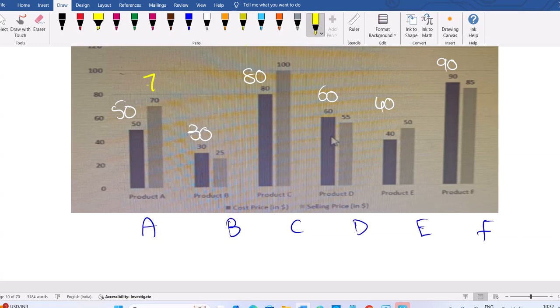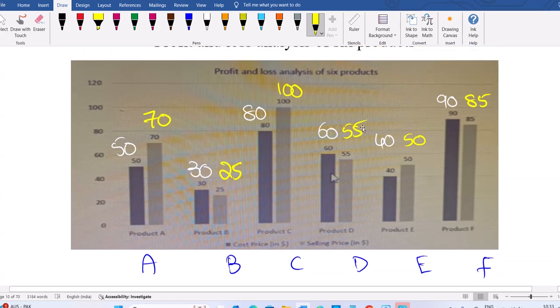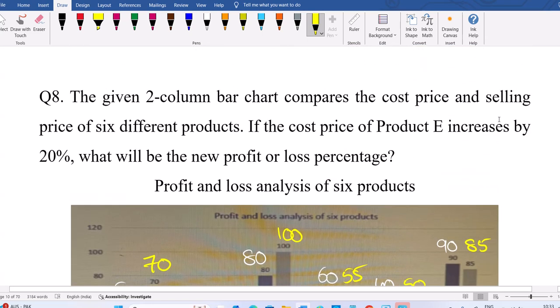Selling price is 70. Selling price here is 25. Selling price here is 100. Next one, selling price is 55, here 50, then 85. So cost price is written in white color and selling price in yellow color. Every product's cost price and selling price is mentioned. Now the question: if the cost price of product E increases by 20%, then what will be the new profit or loss percentage?